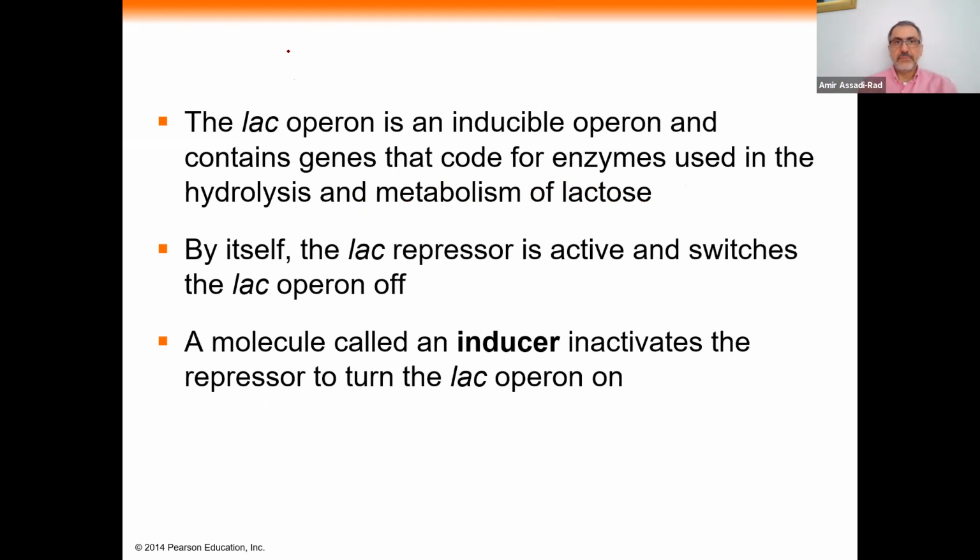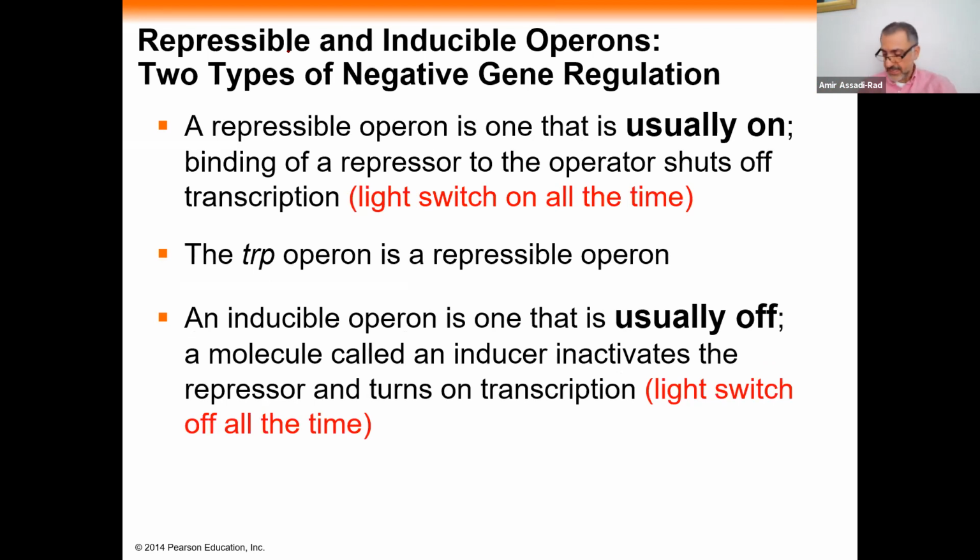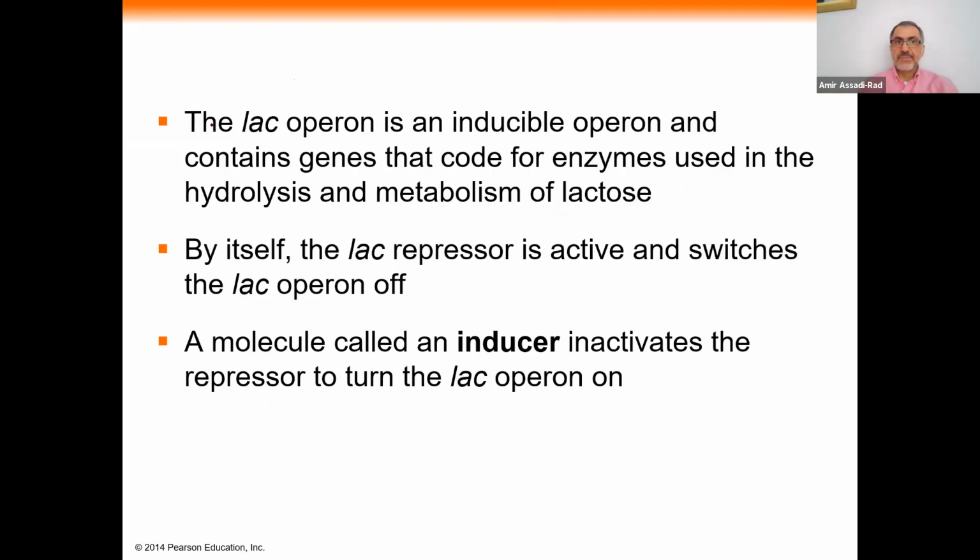The lac operon is an inducible operon. I did not give you an example of an inducible one; what you saw was a repressible one. So the lac operon is an inducible operon and contains genes that code for enzymes used in the hydrolysis and metabolism of lactose. And you know lactose is a disaccharide. We talked about it at the beginning of the semester. It is made up of glucose and galactose. By itself, the lac repressor is active and switches the lac operon off. A molecule called an inducer inactivates the repressor to turn the lac operon on. The switch goes from off to on.